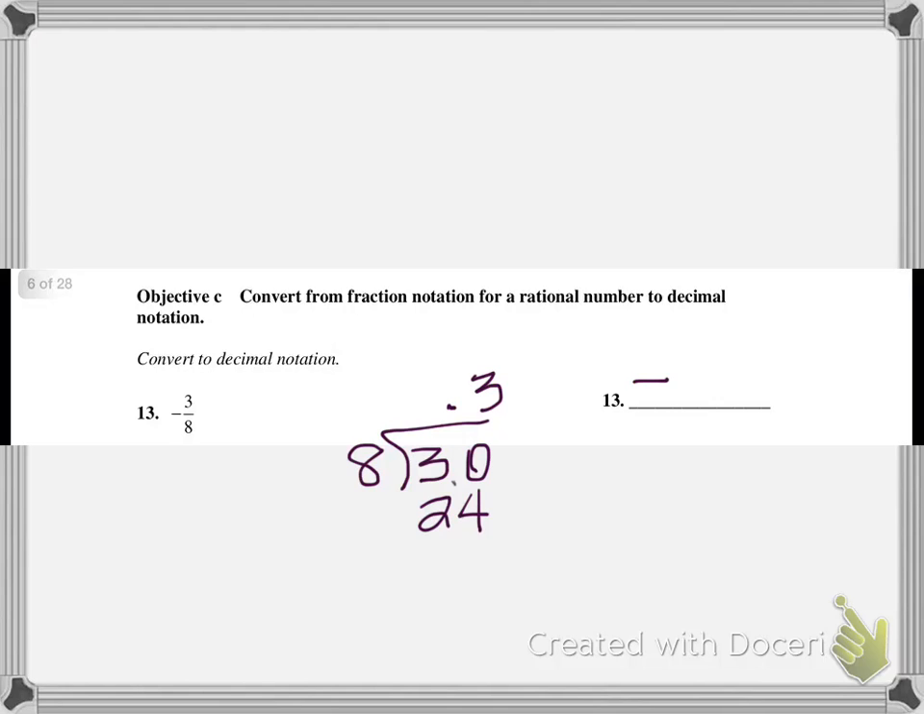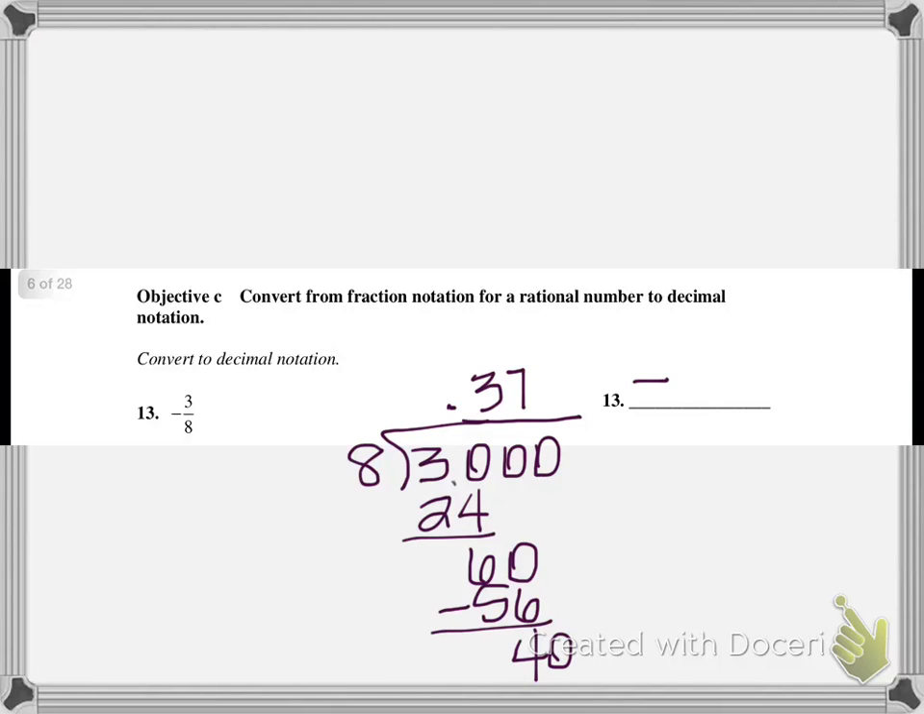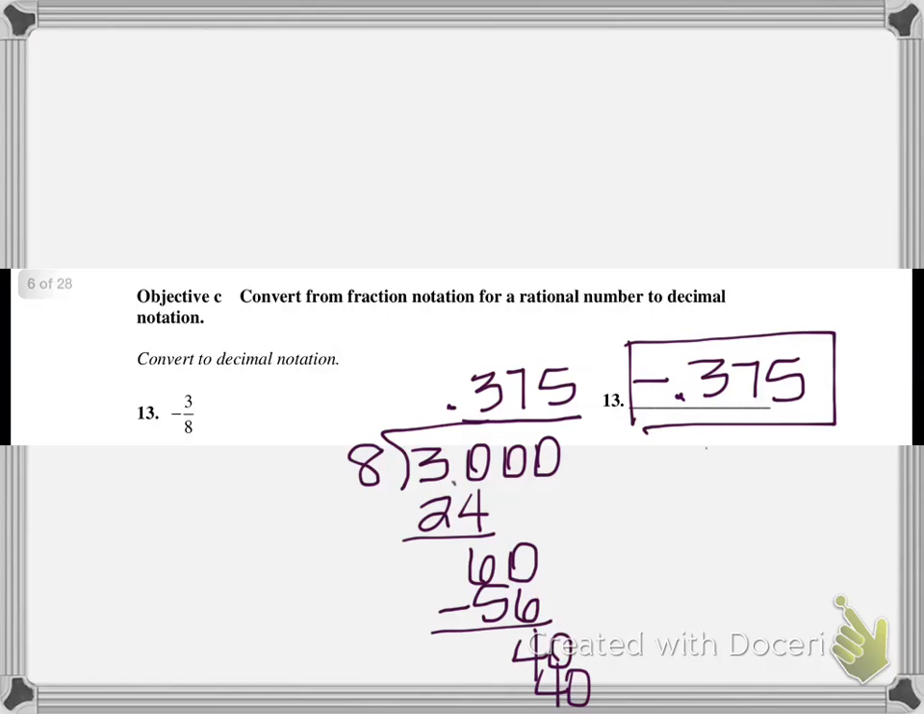And that gets us 24, which leaves me with a 6. So I can add another 0 and bring another 0 down. 8 goes into 60 7 times, so 56. That leaves me 4. Tack on another 0, bring it down. 8 divides evenly into 40 5 times, because 5 times 8 is 40. So negative 0.375 is the decimal equivalent to -3/8.